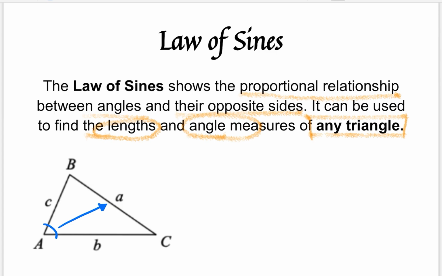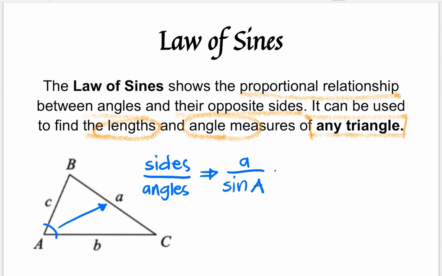So if I would like to start my numerators as the sides, then the bottom of my formula is going to be the measures of the angles. So this is how I'm going to set up my equation. If I start with A, then that would be a over sine A equals b with its corresponding angle, and c with its corresponding angle as well.